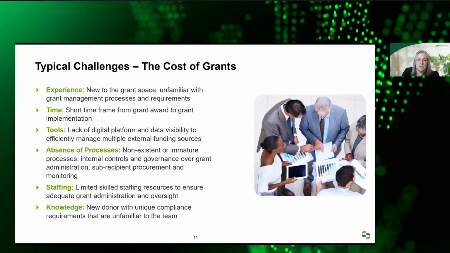Absence of processes. Do you have processes, work processes? Do your processes need some work? Do you have internal controls? Do you have your documentation, your policies and procedures in place? That needs to take place. Staffing. Are you limited in skill-wise or people-wise? Can you adequately do the grant administration and oversight? And when you're looking at staffing, you got to look at separation of duties, because that's important as well. And knowledge. It's a new grantee. How much time is it going to take us to learn how to do this? All of these are time consuming, and they could be costly.